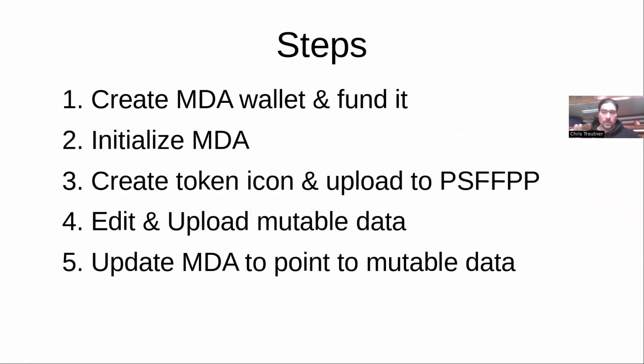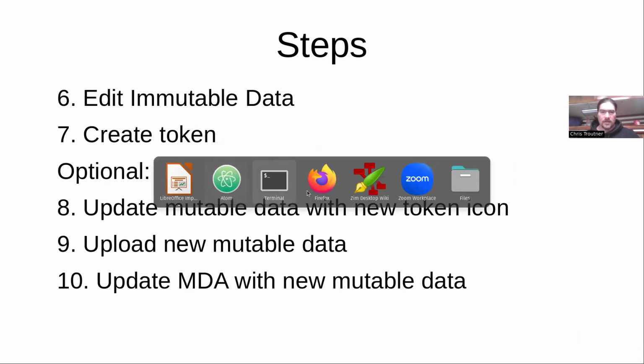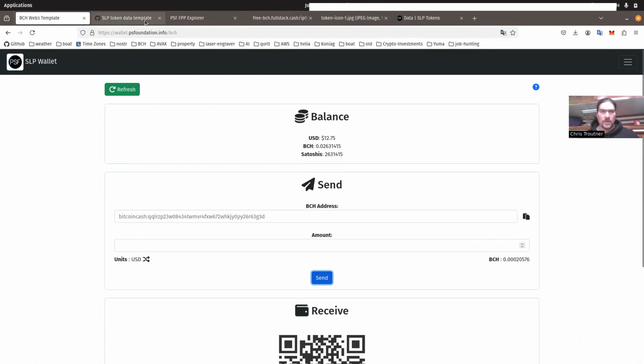Okay, so that's the bulk of the work. The mutable data address has been updated and the mutable data has been uploaded and the address is pointing to it. And so now when we create the token, we have the information we need to attach the mutable data to the token. But before we do that, let's go ahead and upload the immutable data. This is kind of optional. I do it every time just because it's good to have a record of what I was thinking when I created the token. So again, there is the template here.